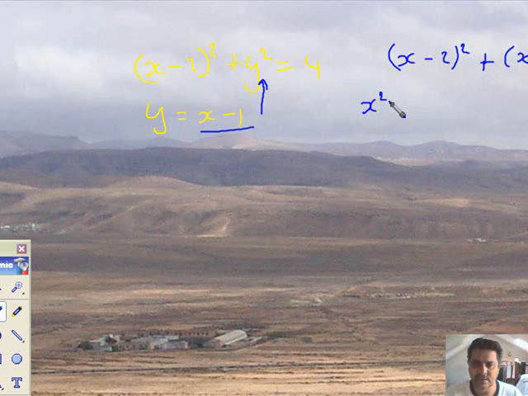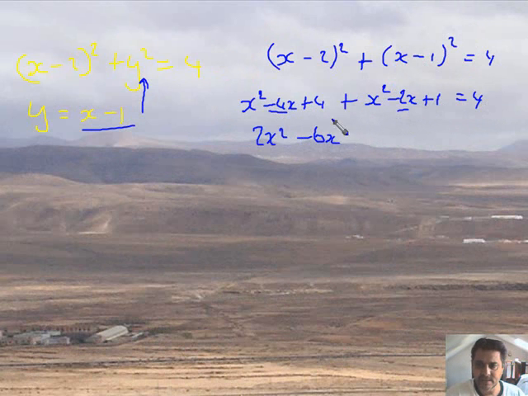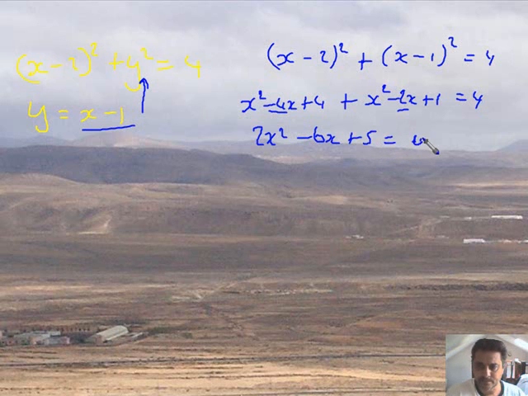That means I've got x squared. I'm imagining x minus 2 and an x minus 2 bracket right next to it, so I can just do it in one hit. So I've got x squared, minus 2x and minus 2x is minus 4x, and minus 2 times minus 2 is plus 4. Well, that's that one done. Plus I've got another x squared there. x times minus 1 is minus x, minus another x, that's minus 2x, and minus 1 times minus 1 is plus 1, and that comes to 4. What have we got? I've got 2x squared, minus 6x, plus 5 equals 4.